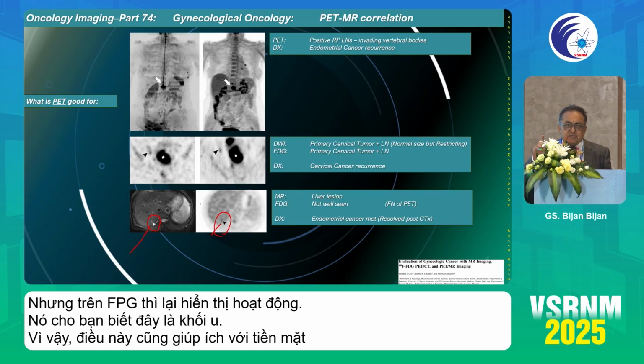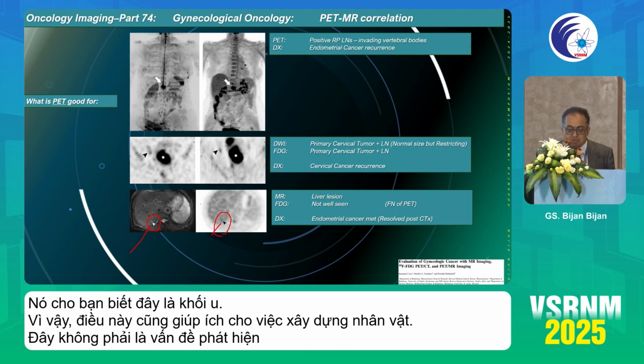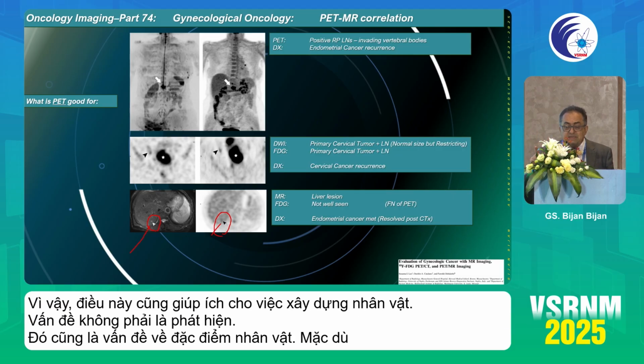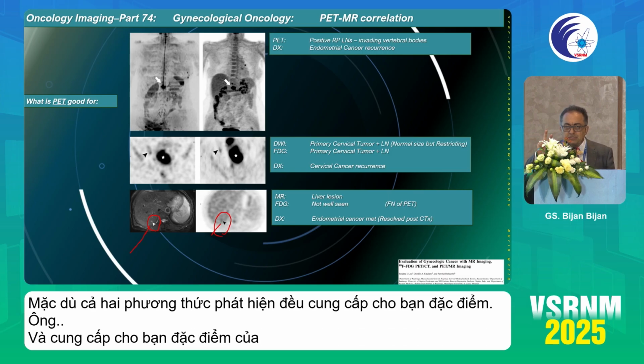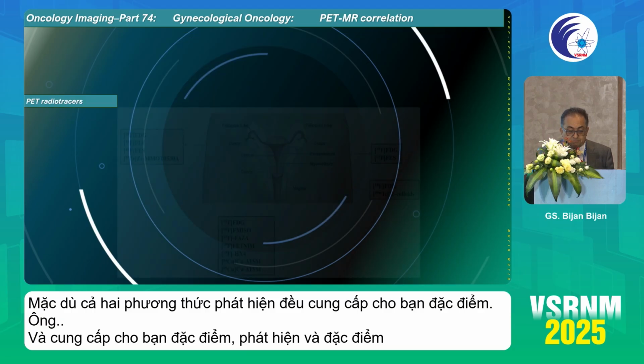So this helps also with characterization. It's not a matter of detection only, it's also a matter of characterization. Although both modalities detected it, PET gave you the characterization. MR didn't give you the characterization. So detection and characterization are two different animals.